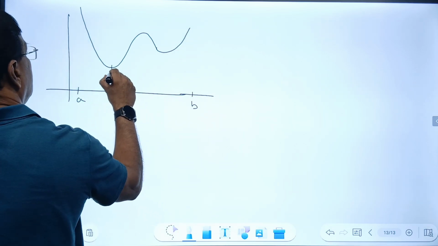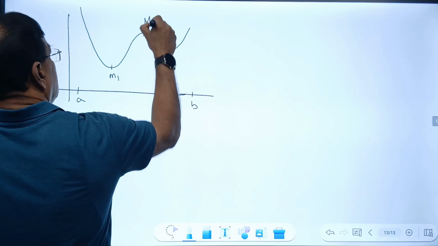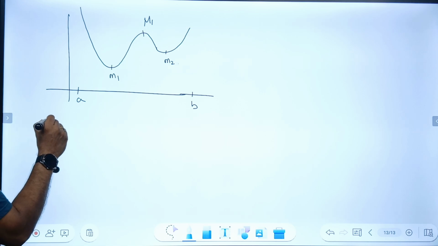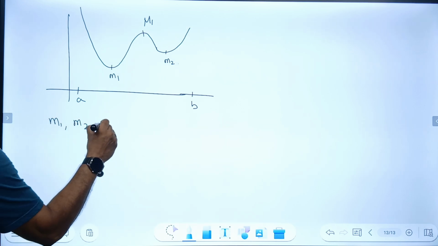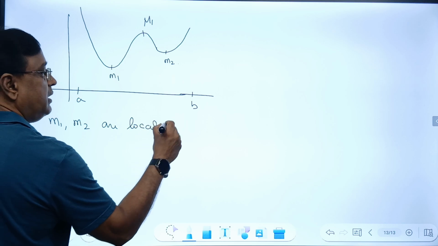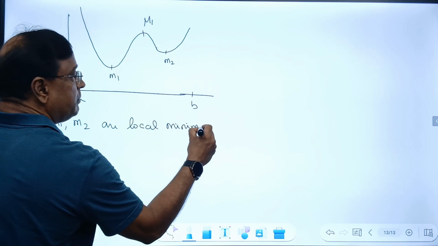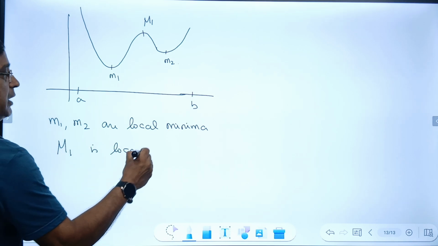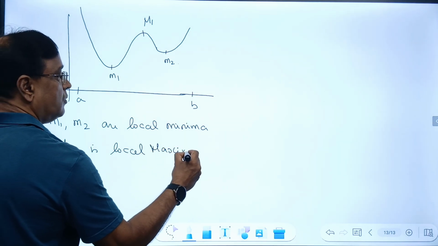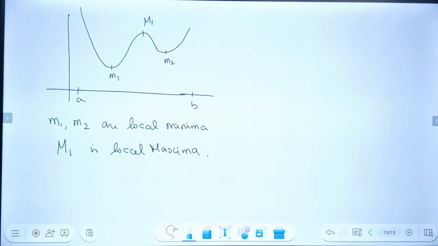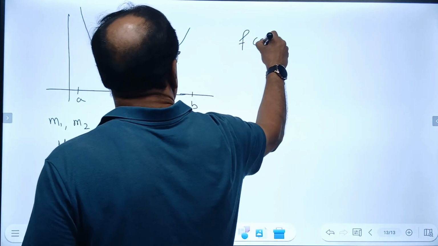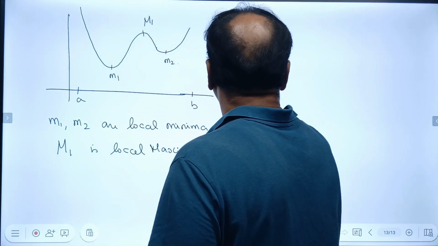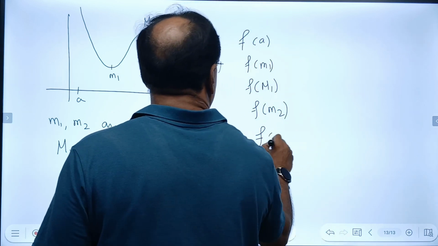This is your small m1. This is your capital M1. This is your small m2. So what happens here? Clearly, small m1 and small m2 are local minima, because the shape of the curve is like a valley, and capital M1 is local maxima. Correct? Now what you do? Find f of A, find f of small m1, find f of capital M1, find f of small m2, and you find f of B.